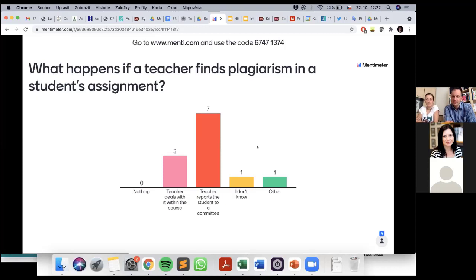We have another comment: I would investigate to what extent the plagiarism occurred in the assignment. Turnitin has very strict rules. Yeah, that's right. There might be a high text match, but it might not be plagiarism.